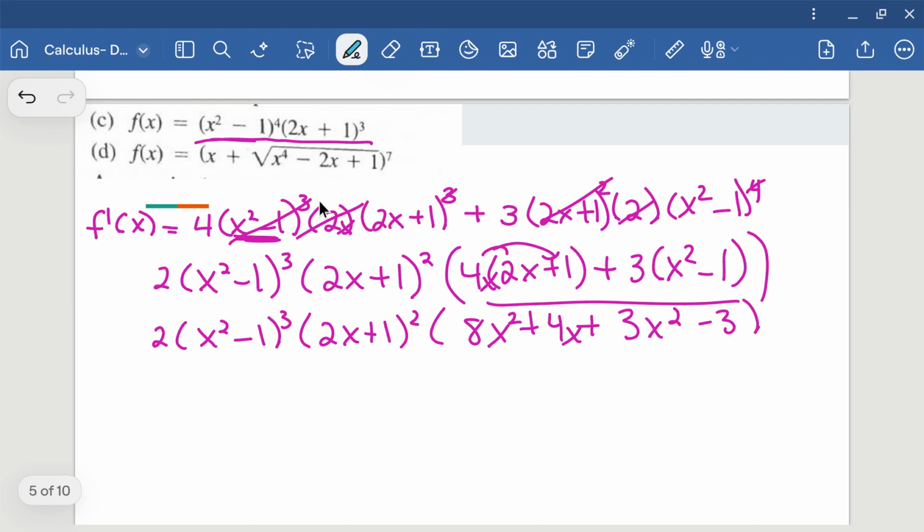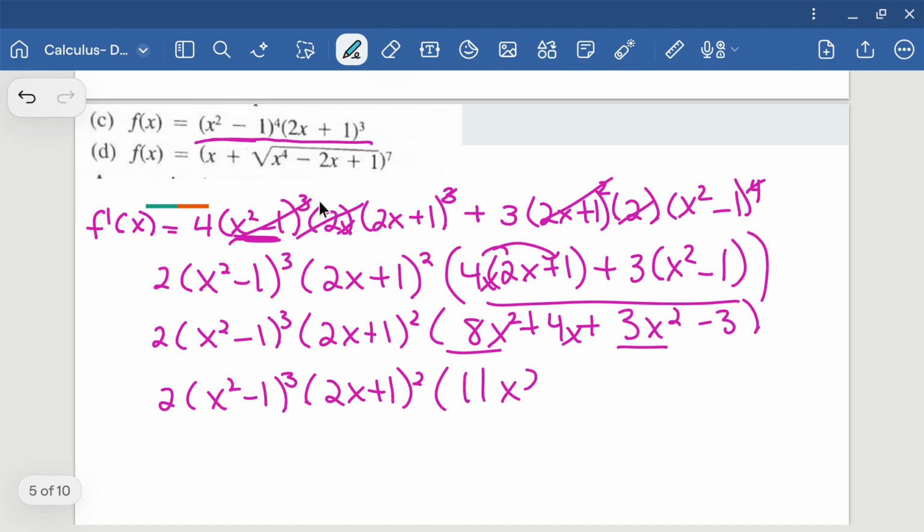And now that I have everything exactly how I needed it, I can collect like terms one more time. So I still have that 2 times x squared minus 1 cubed times 2x plus 1 squared times 11x squared plus 4x minus 3. When I did this practice test, I missed that earlier. So I really have to watch out for that when I'm taking the inside derivative. And so we did all that work, and now we have the derivative of C, which is the product rule and the chain rule.